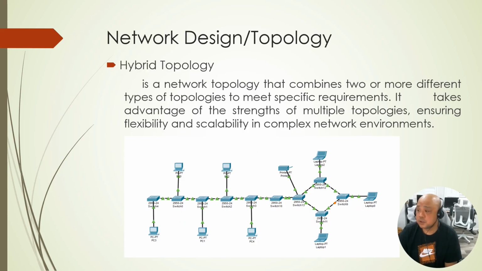The last example is the hybrid topology. It is the combination of two or more topologies to meet specific network needs. The example below is a topology which is a combination of a bus topology and a ring topology.